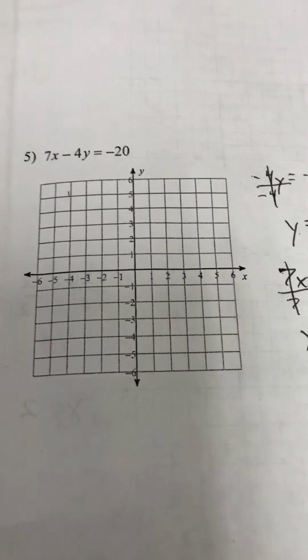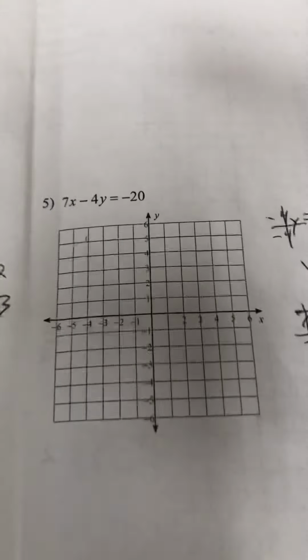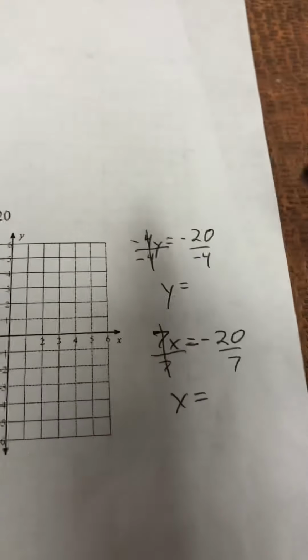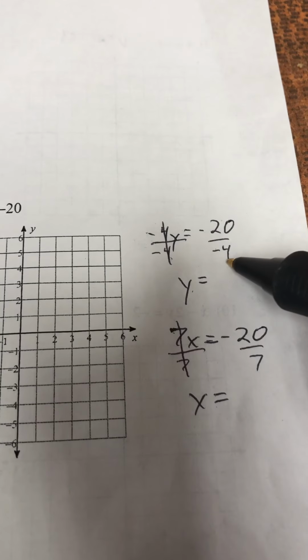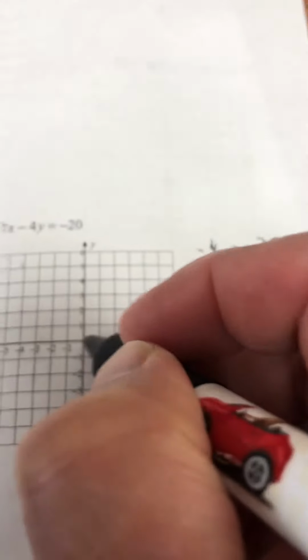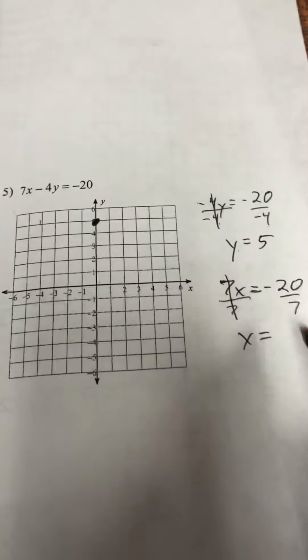For number 5, if x is 0, I'm left with negative 4y equals negative 20. So negative 4y equals negative 20. I'm going to divide both sides by negative 4. Negative 20 divided by negative 4 is 5. So I go to where y equals 5 and put a point there.